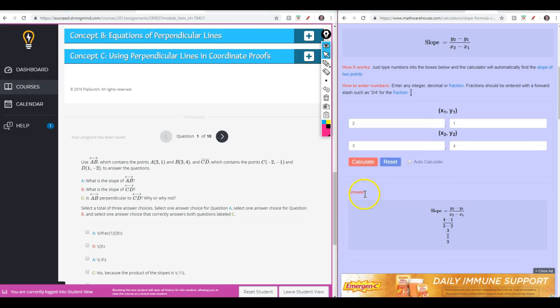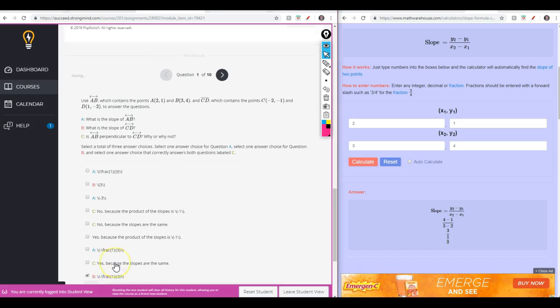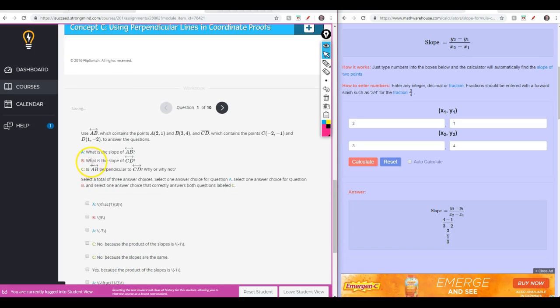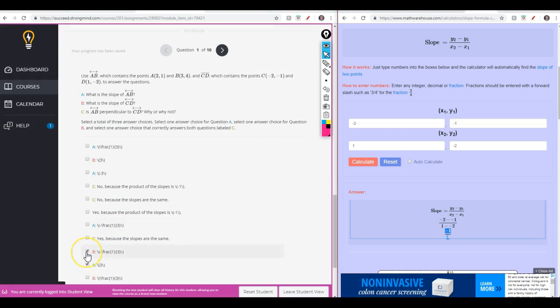We would click calculate. This is 3, so I'm looking for A, 3. And then question B, what is the slope of line CD? So point C is located at (-2, -1). D is located at (1, -2). Calculate. Notice that that is -1/3. So I'm looking for B, -1/3.